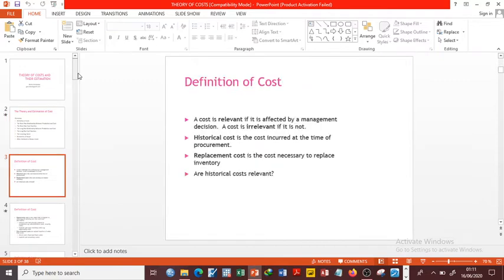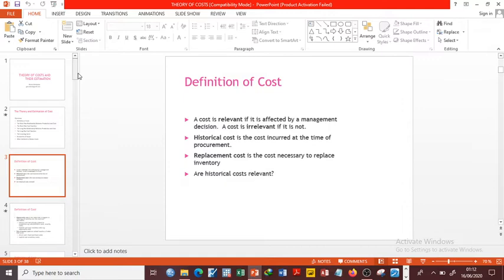Now, when you talk about costs in layman's language, for lack of a better word, I would call them expenses, right? So costs are either relevant or irrelevant. Let's look at different types of costs. We have what you call historical cost.